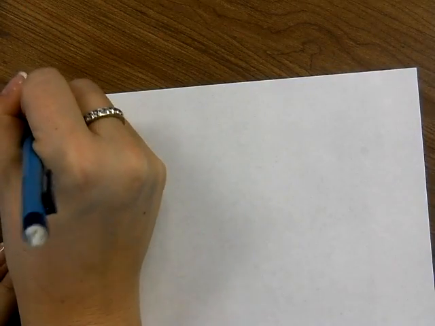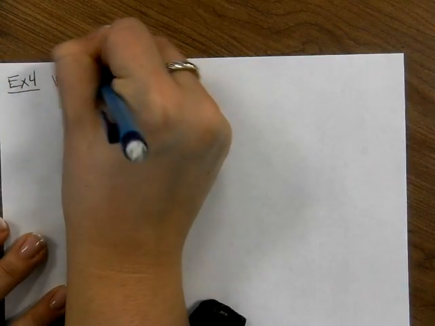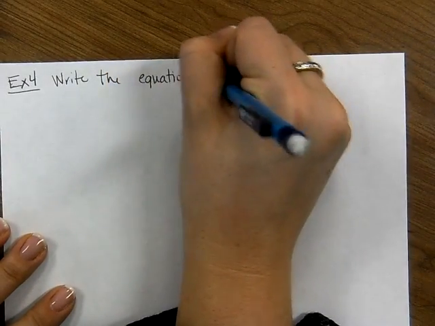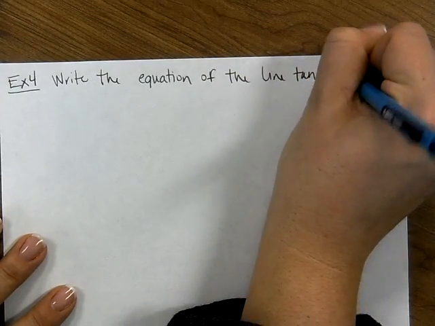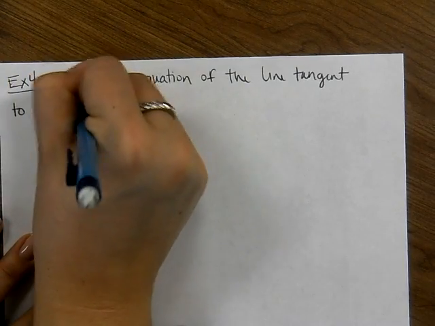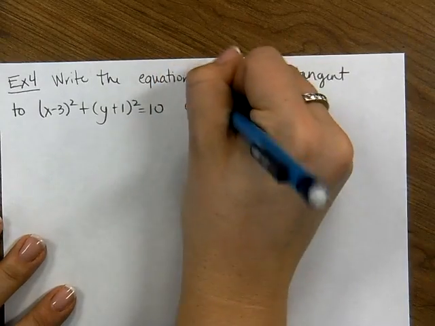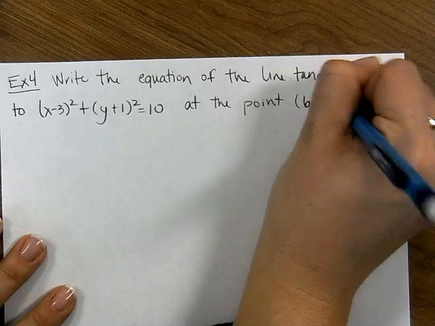Okay. Example 4. Okay, write the equation of the line tangent to x minus 3 squared plus y plus 1 squared equals 10 at the point 6, negative 2.